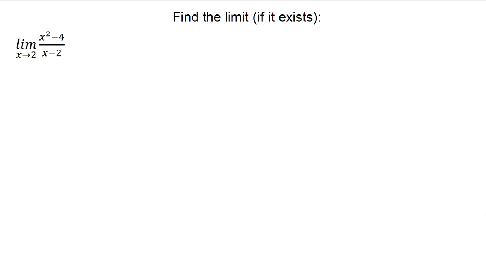Now is where they start to get slightly more difficult. When I plug in the 2, we get 4 minus 4, which is 0, over 2 minus 2, which is also 0. So this is an indeterminate limit.